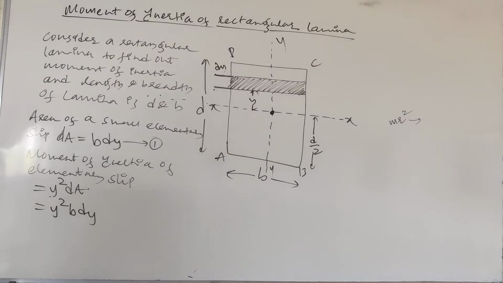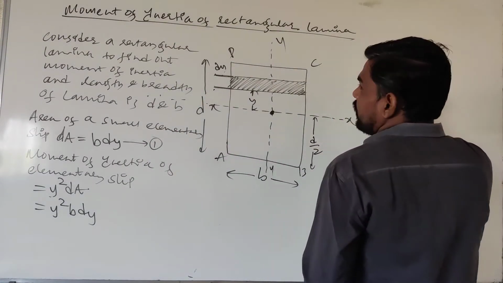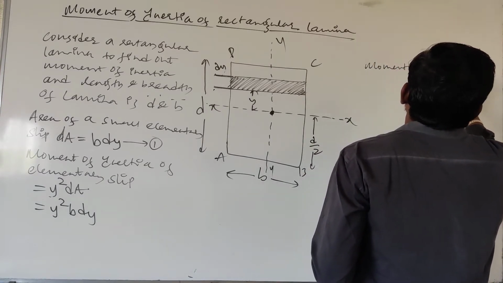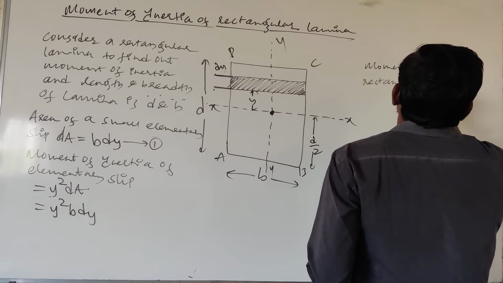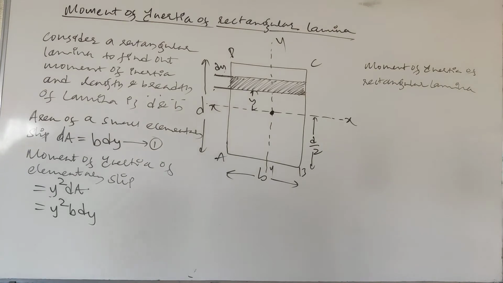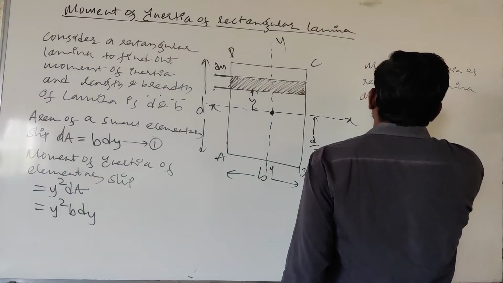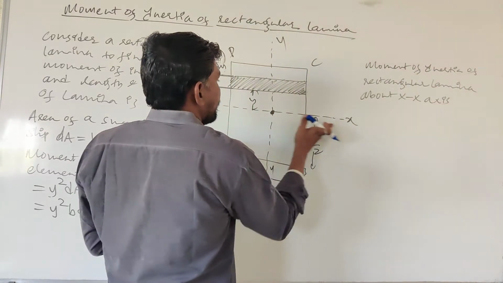Now we will take the moment of inertia of the rectangular lamina about the x axis. Alright, this is the x axis.